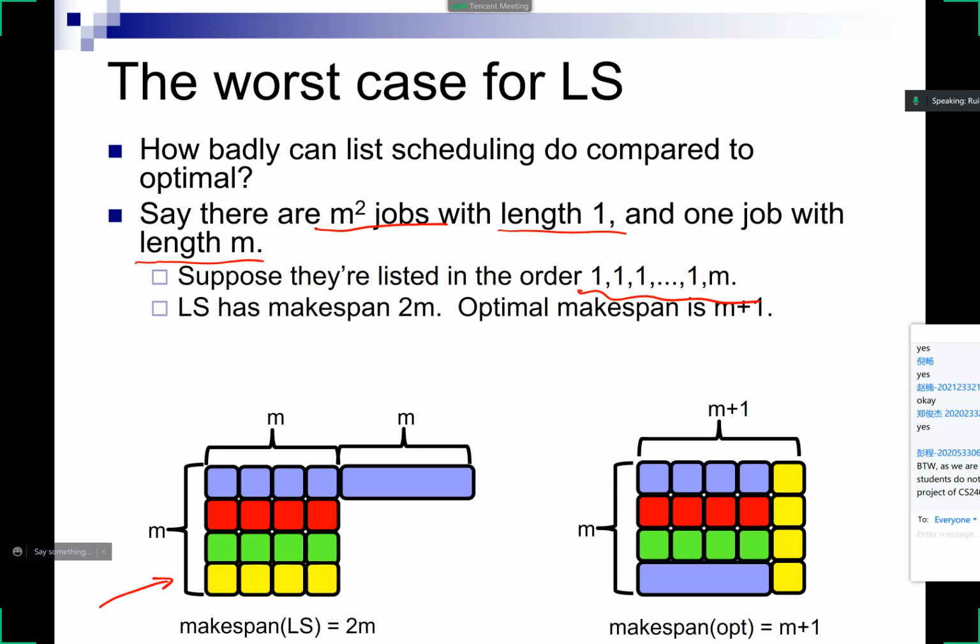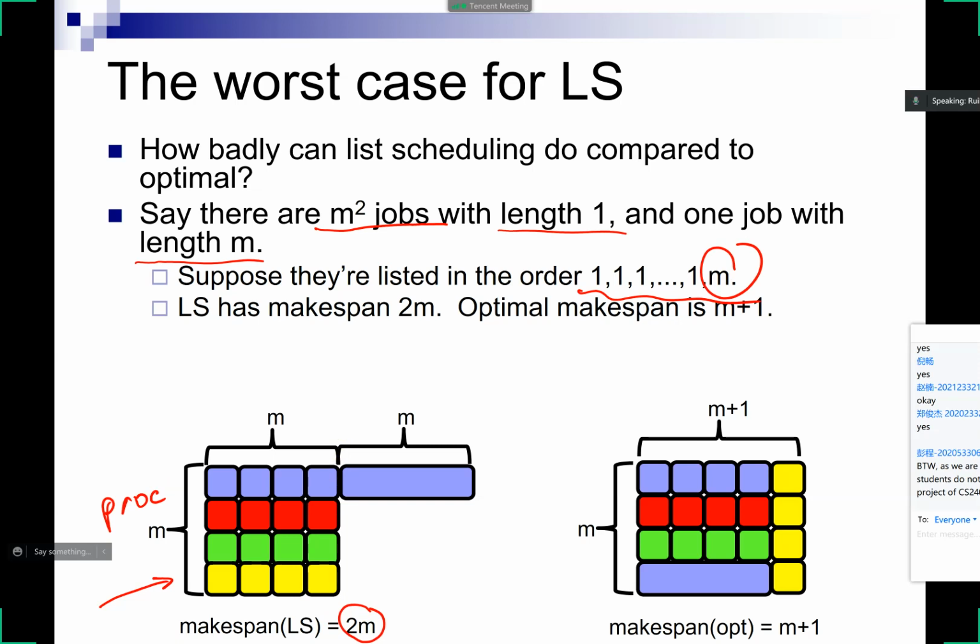Then if you run list scheduling on the left over here, what's going to happen is that you're just going to assign these size 1 jobs one by one to all your m processors. So here you have the processors, and then at time m, all of these small jobs are done. But then you have one big job left over and you have to give that to somebody. So let's say you give it to processor 1. In that case, your makespan is going to be 2 times m.